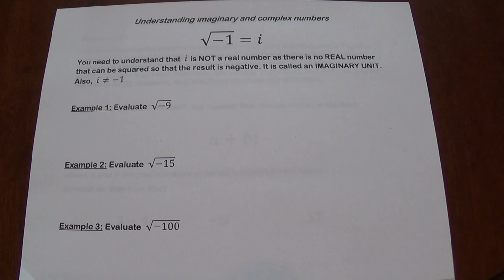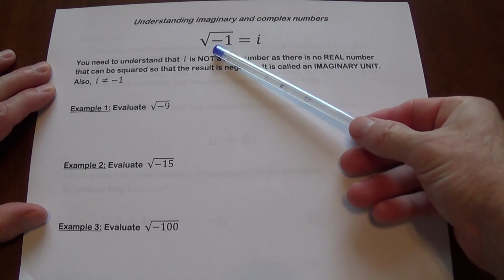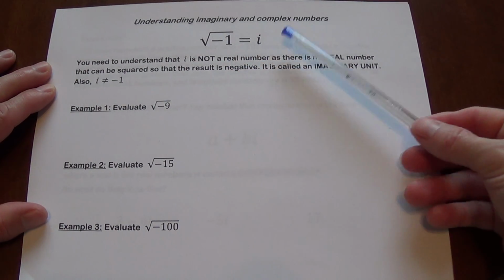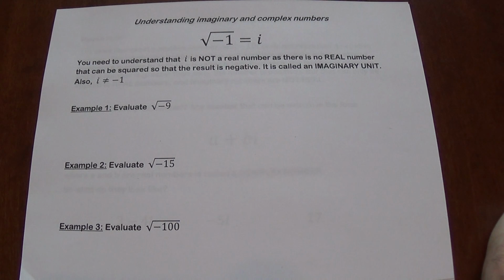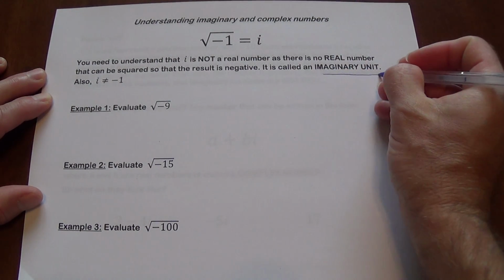Hi, today we are going to talk about imaginary and complex numbers. So this is our main thing. The square root of -1 is defined as i. What we need to understand here is that this is not a real number. You don't have any real numbers that you can square to get a negative result. We call this an imaginary unit.